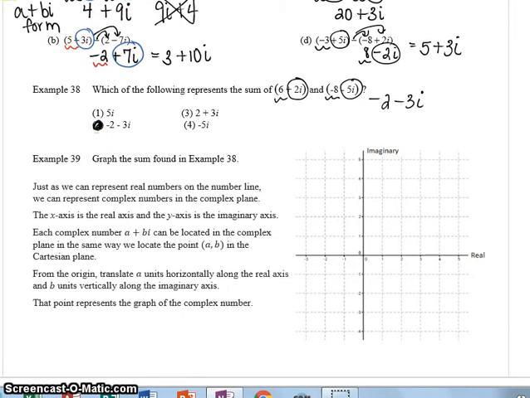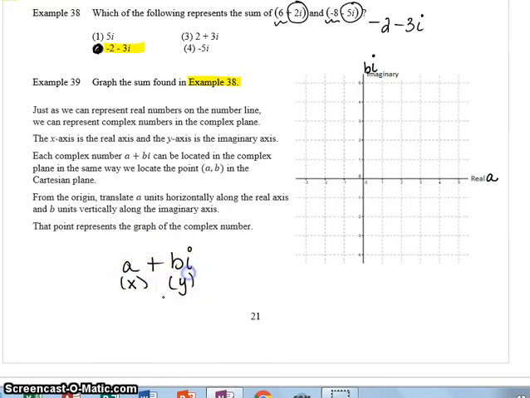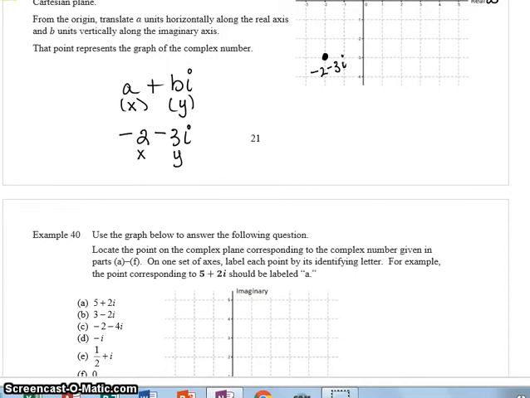Graph the sum found in example 38. Make sure you guys are paying attention. They want us to graph that. This is the real, like your a, and imaginary is your bi. If you have a plus bi, this is like the x, this is like the y. So when you're looking at negative 2 minus 3i, this is the x, this is the y. So negative 2, then down 3, there is the point, negative 2 minus 3i. Pretty easy. Think i, y, it rhymes.